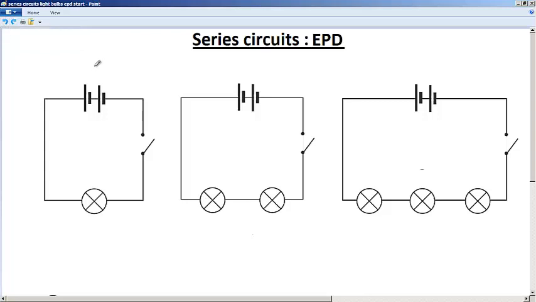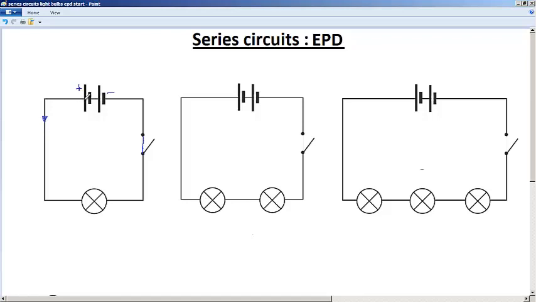In the last lesson we looked at the current in a series circuit, and now we're going to have a look at the electrical potential difference in the circuit. Let's suppose that I close this switch here, and we know that the current will flow from the positive terminal of the battery to the negative terminal. It will flow in this case in an anti-clockwise direction.